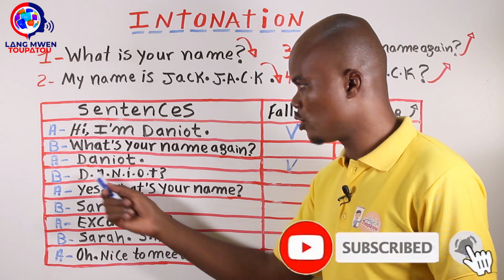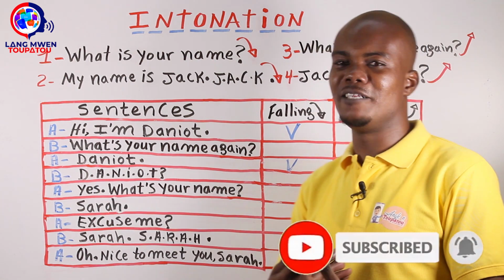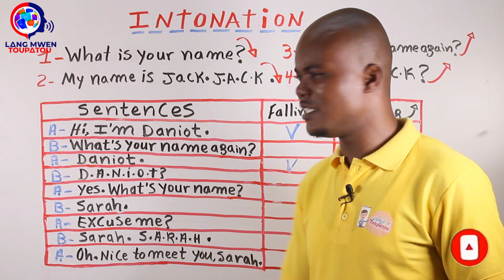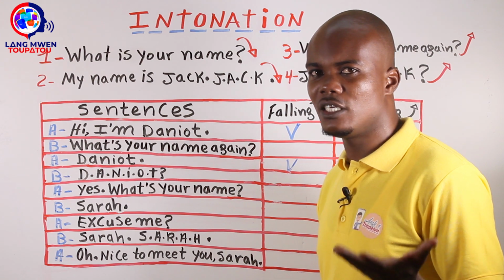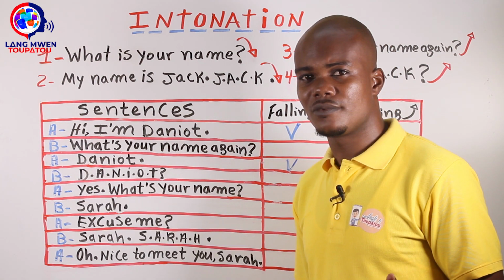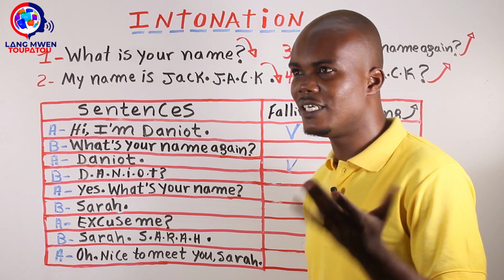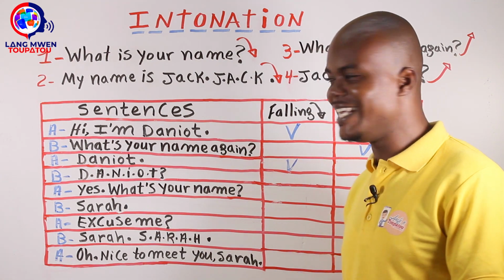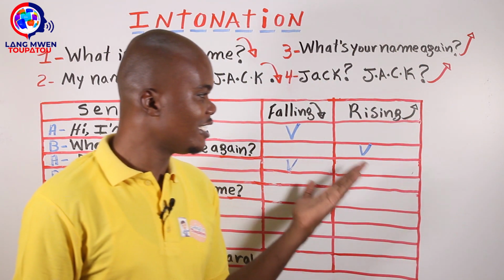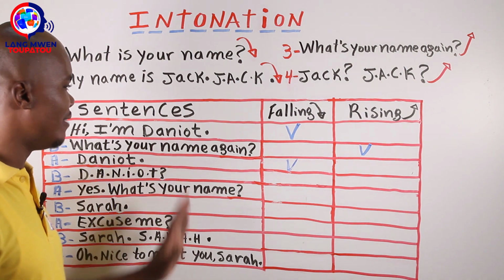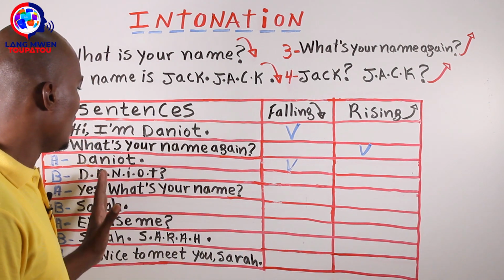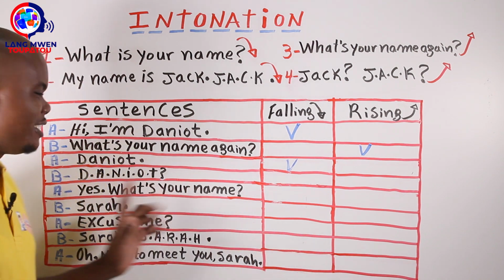Next one. And the person, B, is talking to A. B says, Daniot. This is what B says. Now, what do you say? Is it a falling intonation or a rising intonation?